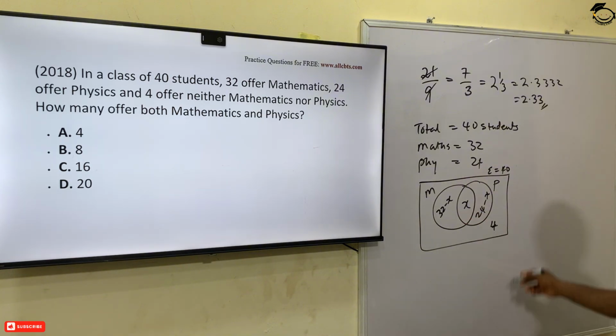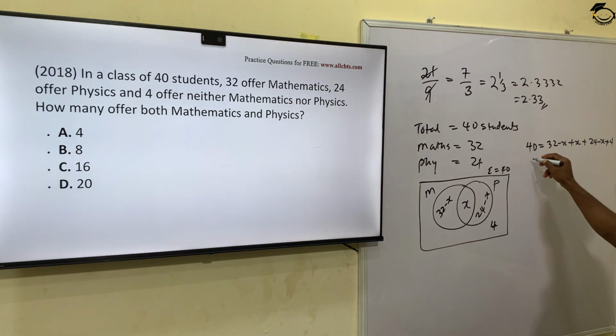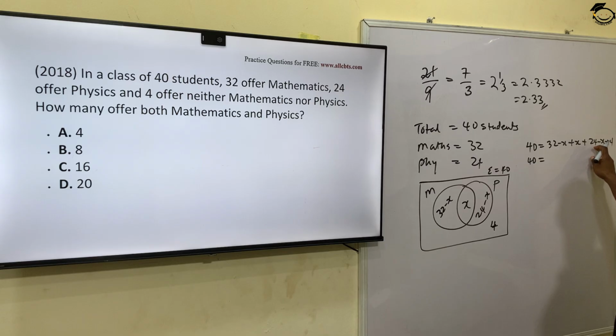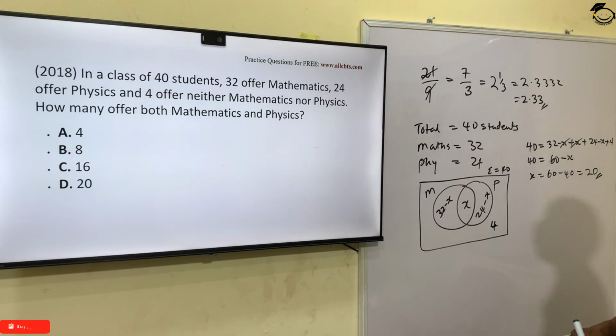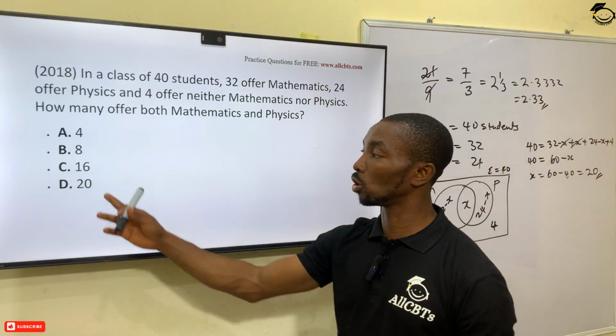So for us to find the X, this would be 40 equals 32 minus X plus 24 minus X plus 4. So 40 equals 32 plus 24 would give us 56, plus 4 would be 60, minus X. This will cancel out, leaving us with 60 minus X. So X equals 60 minus 40, which gives us 20. So that means 20 students offer both mathematics and physics, which is our option D.